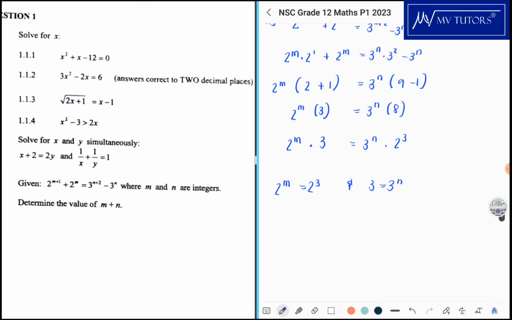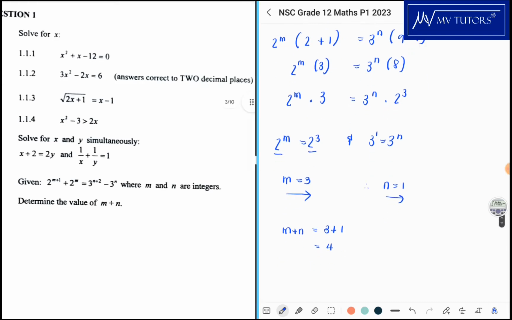So I have 2 to the power m is equal to 2 to the power 3. I have the same base, so I can equate the exponents. So m is equal to 3. And over here, it's like 3 to the power 1, right? Is equal to 3 to the power n. I have the same base. Therefore, I can say n is equal to 1, which is great, because then I can solve for m plus n, which is equal to 3 plus 1, which then becomes 4.